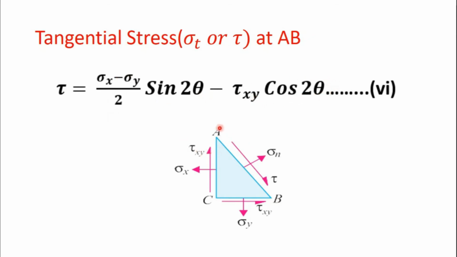And again in this triangle, this is tau, the shear stress along AB, and since we know that sigma x, sigma y, tau xy are constant, tau is again a function of theta, or you can say it is a function of the angle of the plane. As the angle of the plane changes, tau also changes, or you can say shear stress along the plane also changes. So shear stress along this plane AB as well as normal stress along AB both change as per the angle of the plane.